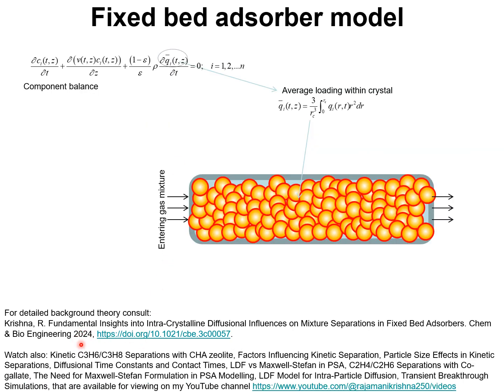As detailed in my 2024 paper cited here, and also several video presentations on my YouTube channel that are listed here, the modeling of a fixed bed adsorber for carrying out kinetic separations requires the solution of partial differential equations for each of the components, and this is the differential equation where C sub i is the molar concentration of gas component i at any time t and position z. v is the interstitial gas velocity. z is the distance coordinate along the fixed bed.